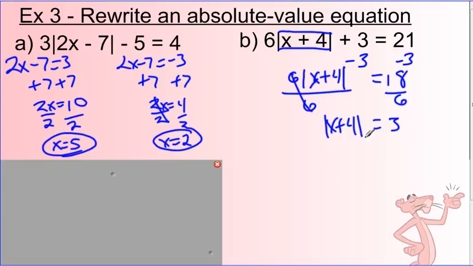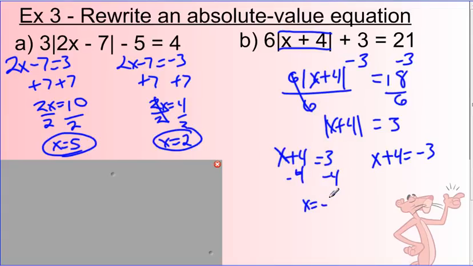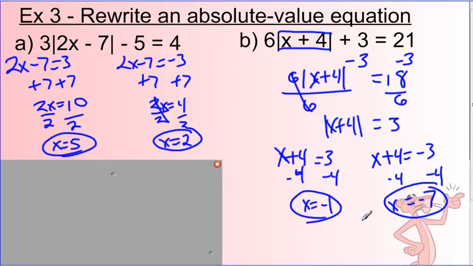Now, the absolute value piece is by itself. Now we can take this and separate it into the two separate problems. So we're going to say we have an x plus 4 equals 3 and an x plus 4 equals a negative 3. And solve. Subtract 4 here, x equals negative 1. Subtract 4 here, x equals a negative 7. And those are our two answers. So get the absolute value by itself, separate it into your two separate problems, solve each of them. Done.